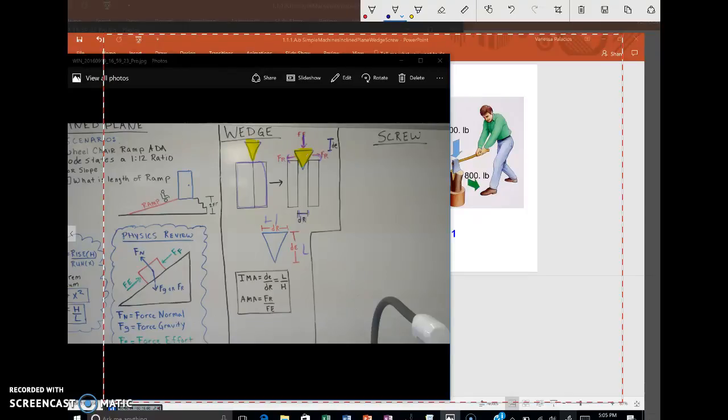So if we had, let's say we had an axe, right? Here's our axe. It's a pretty bad axe, but that's an axe, okay? Then the IMA of this axe would be, we define this as H, we define this as L, right? Would be L over H, okay? And then the AMA is just the FR over the FE. And that's it.